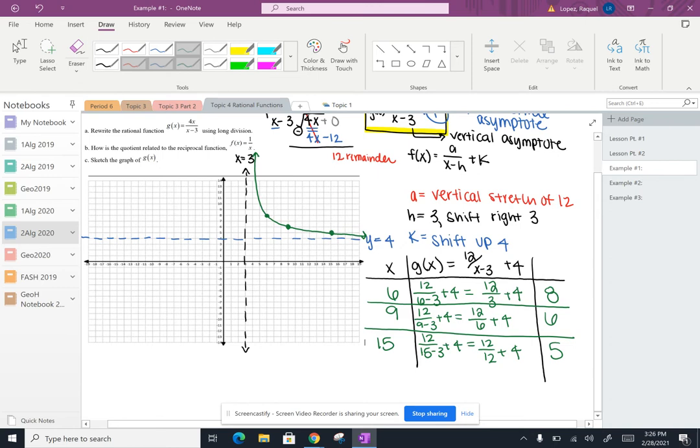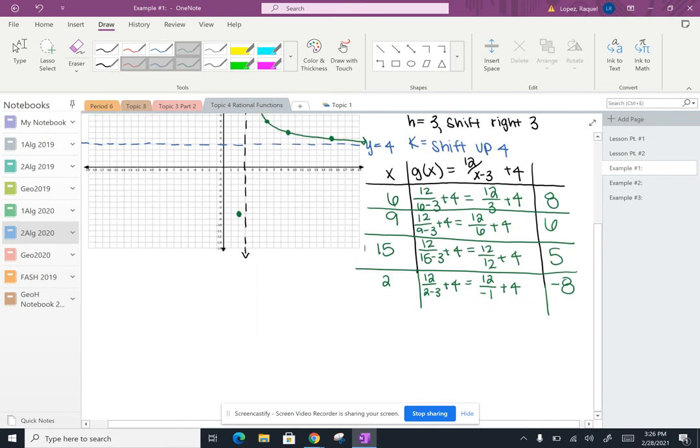Okay, let's pick some points for the other side of my graph. I'm just going to go ahead and pick the value of 2. So that means I'm going to substitute 2 in for x. So 12 divided by, and then 2 minus 3 plus 4. So I end up with 2 minus 3 is going to give me negative 1. So 12 divided by negative 1 is going to be negative 12. Negative 12 plus 4 is going to give me negative 8. So another point is going to be 2 comma negative 8. So there's a point right here.